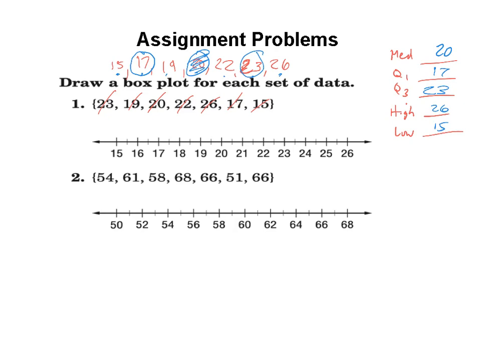So let's put our dots. Our median should be at 20. There it is. Quartile 1 should be at 17. There it is. Quartile 3 should be at 23. There it is. Our high is 26. There it is. And our low is 15. So let's take our 3 middle dots, our first quartile, our median, and our third quartile, and put little lines above it that we can connect into our box. And we'll add our 2 whiskers, and we are done.